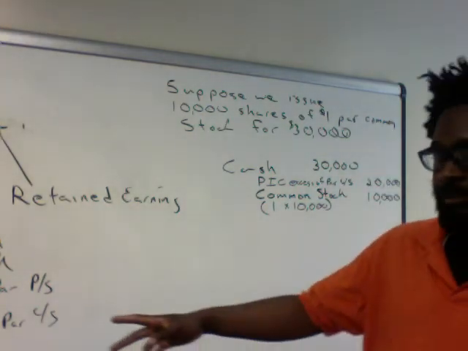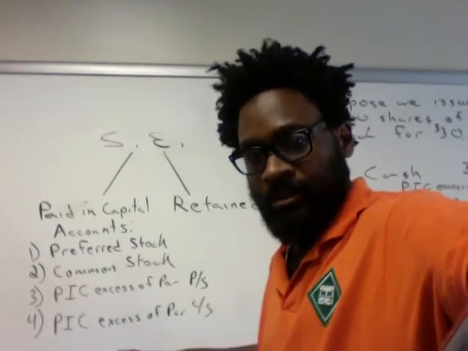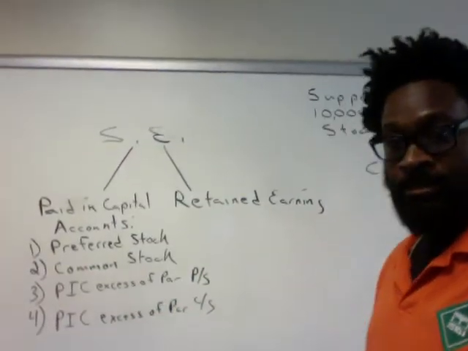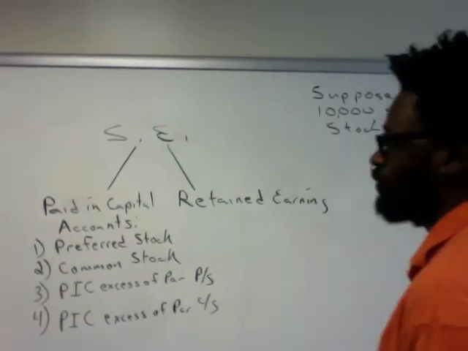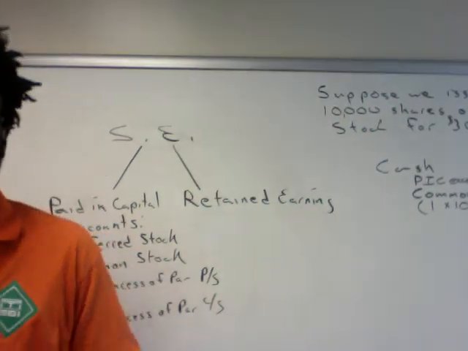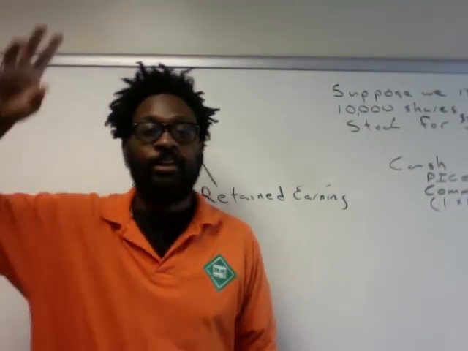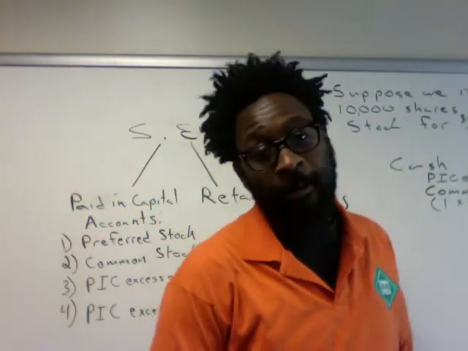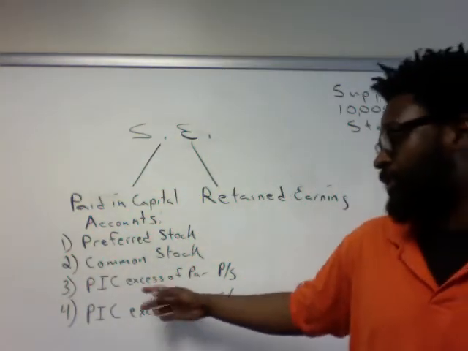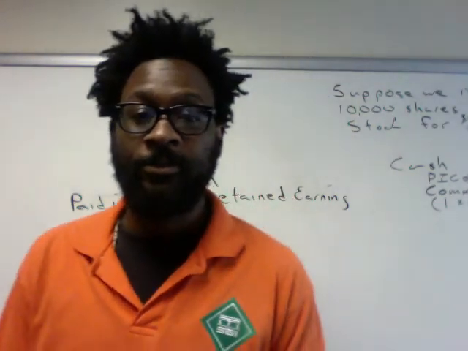And so that's basically what these two accounts consist of. Whatever you issue above its current par value. The par value never changes neither. So as long as the market is fluctuating the price of the stock, you will always have an increase in paid in capital excess of par accounts. Okay?